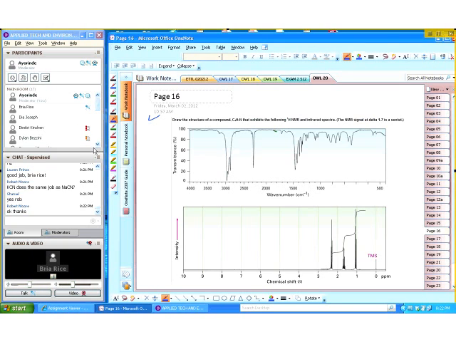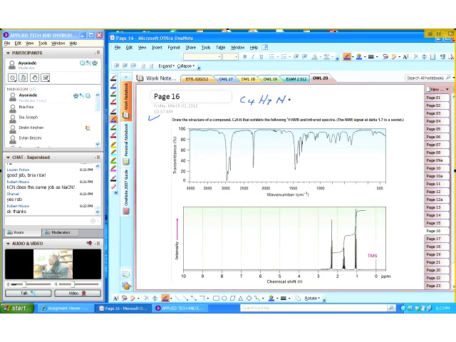Draw the structure of the compound. Is that C? I don't think I heard your voice today. C4H7N that exhibits the following HNMR and infrared spectra.